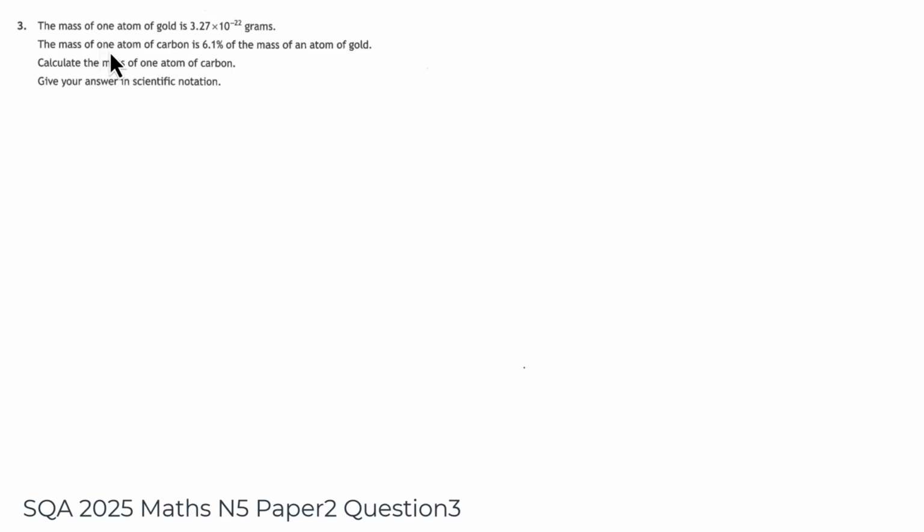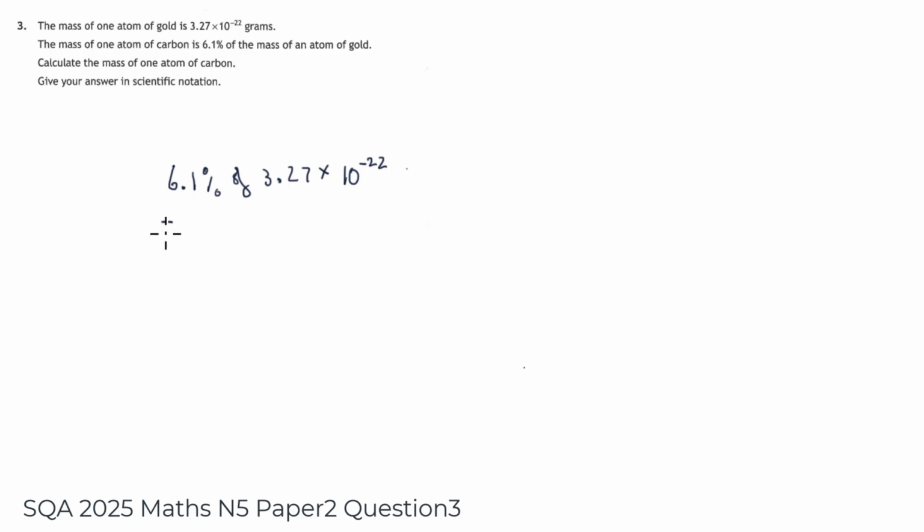And we're told that the mass of one atom of carbon is 6.1% of this figure, the mass of one atom of gold. And we have to calculate the mass of an atom of carbon. So we have to work out 6.1% of this figure, giving our answer in scientific notation. So the calculation is 6.1% of 3.27 times 10 to the negative 22.